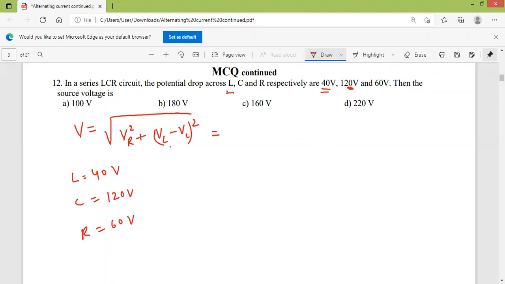So here VR means 60 square plus VL, which is 40, minus 120, whole square, under the square root. Now this is 60 square plus 40 minus 120, which is minus 80. Minus 80 square is plus 80 square, because minus 80 into minus 80 is plus. Therefore, it becomes 80 square.